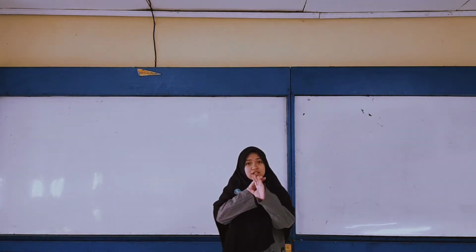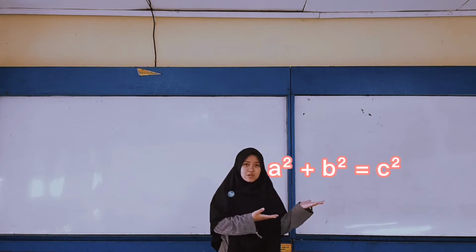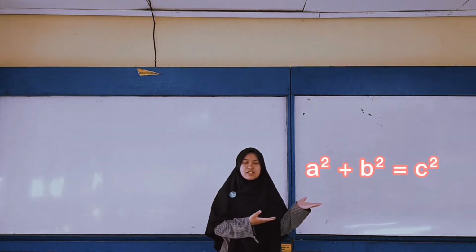Pythagoras discovered that in any right triangle, two sides, also named legs, with lengths A and B, and the third, the longest side of the right triangle, also known as the hypotenuse, with length C, the following relationship is always true: A squared plus B squared is equal to C squared.